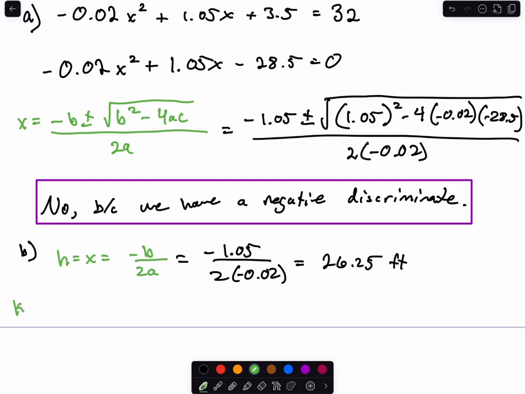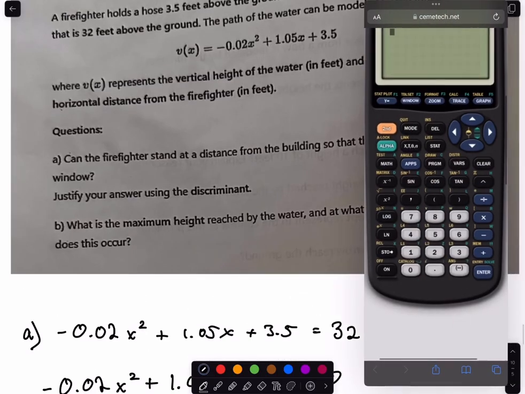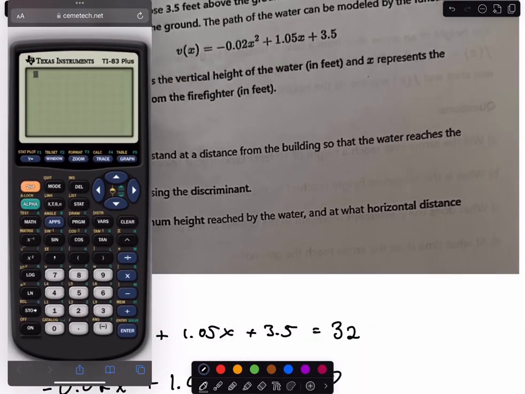So our k is going to be f of that negative b over 2a, whatever the answer we just found. So we're going to do f of 26.25. Okay. So we need a copy of the original. Okay, I'm going to clear this out. Negative 0.02x squared plus 1.05x plus 3.5. Okay. And we want to evaluate this.